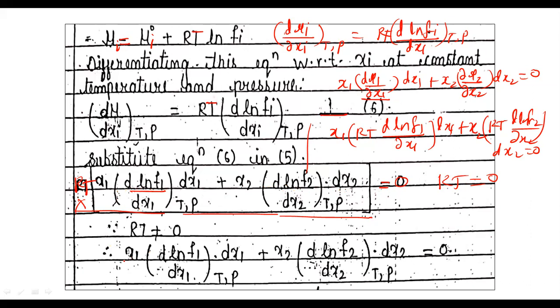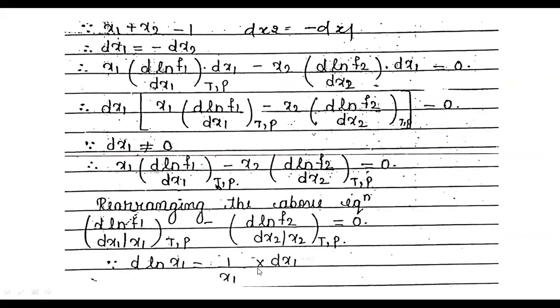So what is the second term here? x1 into derivative of d ln f1 upon dx1 into dx1 at constant temperature and pressure, plus x2 into d ln f2 upon dx2 into dx2 at constant temperature and pressure becomes equal to 0. So this second term becomes equal to 0 here.